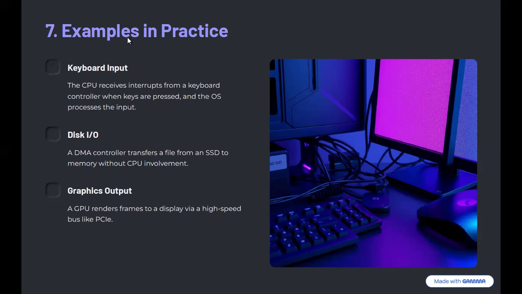Graphics output. In terms of display output, the graphics processing unit (GPU) is responsible for rendering images and frames. These rendered frames are then transmitted to the display through a high-speed communication interface such as PCI Express. This offloads graphical computations from the CPU and ensures smooth visual performance.